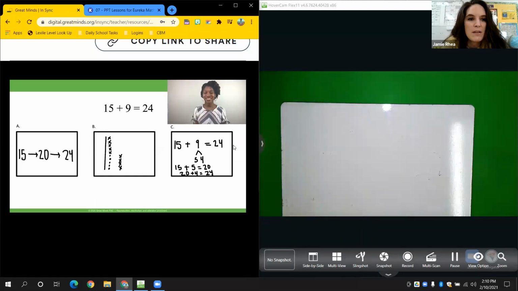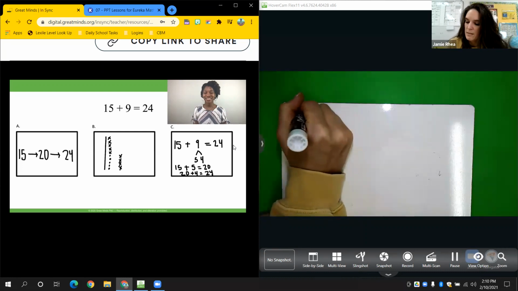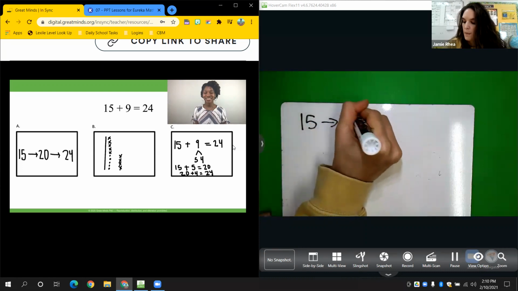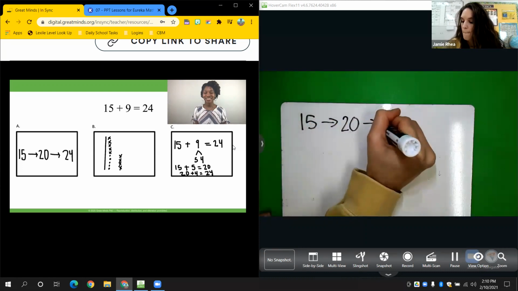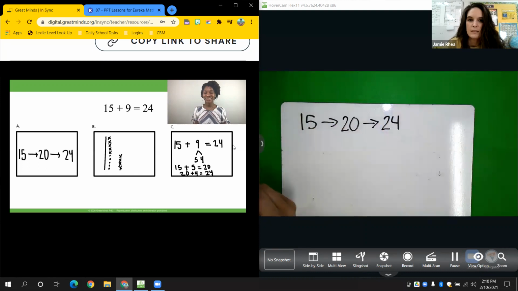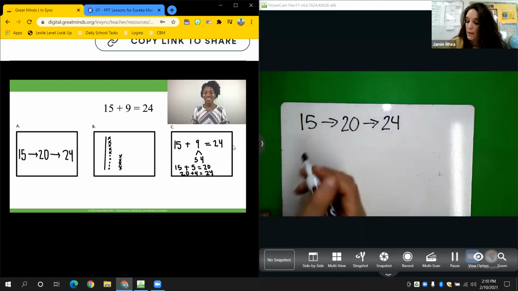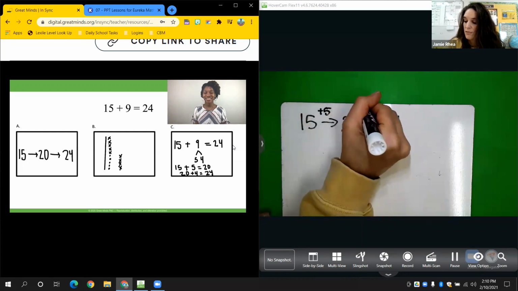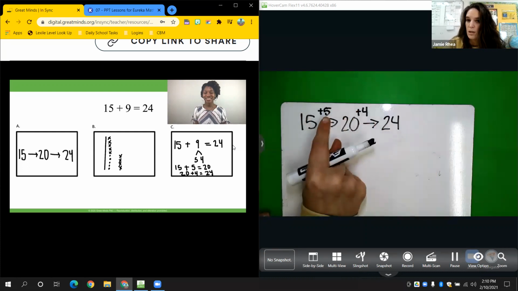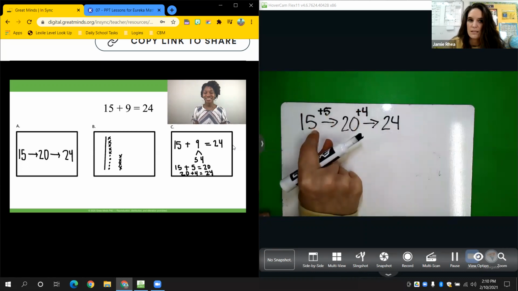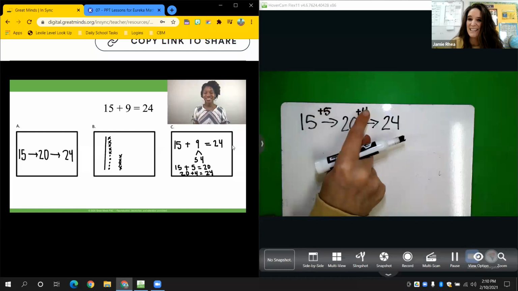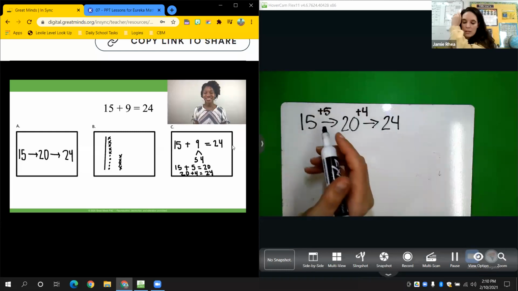Okay, so let's look at A. They wrote 15, and then 20, and then 24. Is that correct? I mean, I could add 5 here to make 20, and then I could add 4 here to make 24. And that gives me 9. So 15 and 9 make 24. That's correct, but did they add? They didn't add that part. Let's look at B.